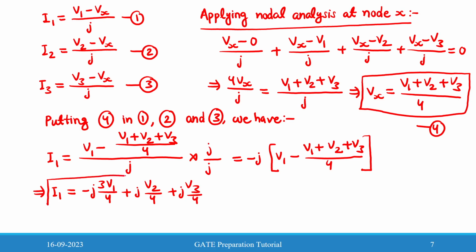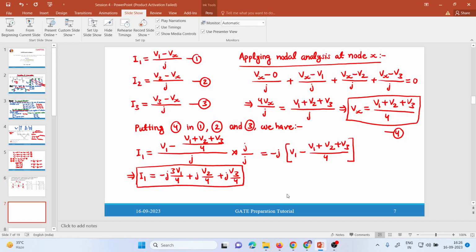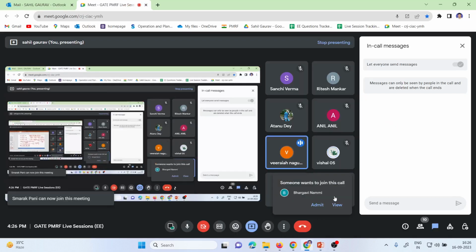Now anyone can tell what will be the value of I2 by seeing this I1, because all the equations we are seeing are similar. So if you put Vx into them, anyone can tell what will be the value of I2 by seeing this I1 without calculation, because all the equations first, second and third are similar. So I2 will also come similar to I1, 3V1 by 4.